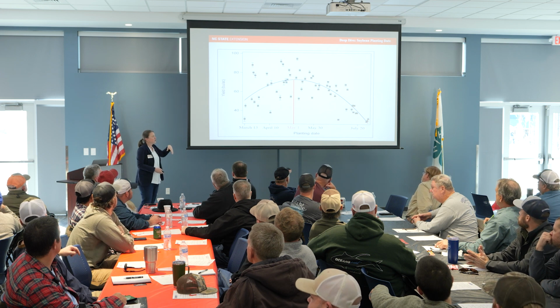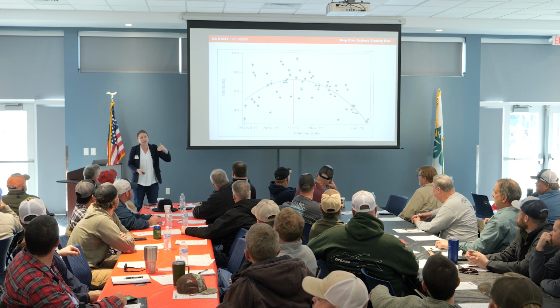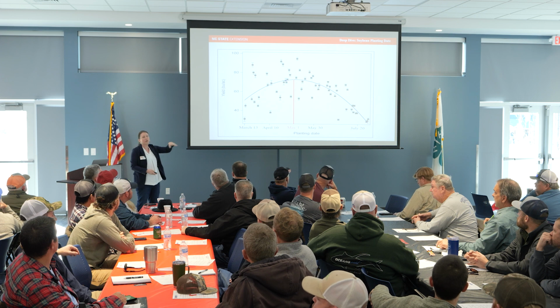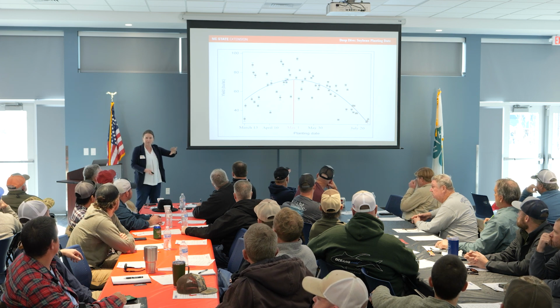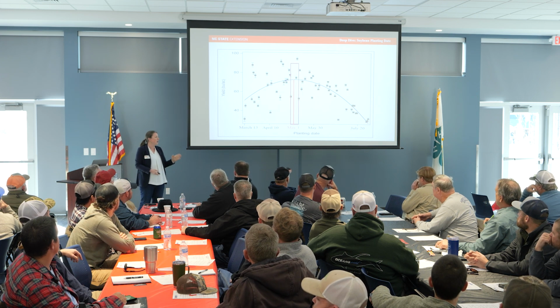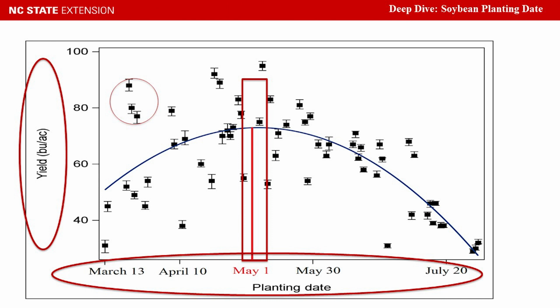I want to talk about the trends that we saw for the optimum planting dates in North Carolina. This is combined over a lot of locations and a lot of yield environments, but just on average, what do we find? The single planting date, if you had to pick one that maximized North Carolina soybean yields, was May 1 across all these sites. You can see the line is pretty flat from about April 20 to May 20.